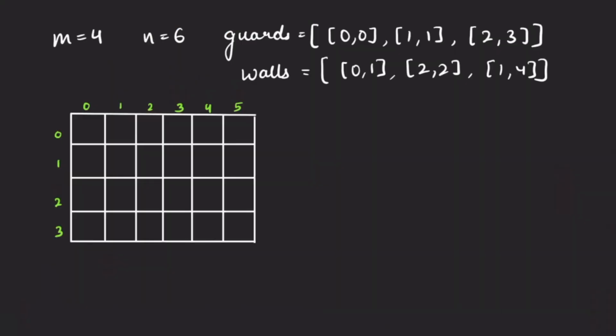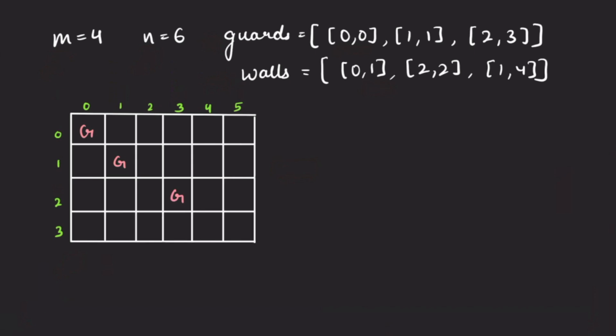So what they are saying is that in the input, we are given m and n, which denotes an m cross n grid, which is this 4 cross 6, right? Then you are given two 2D integer arrays, guards and walls, which represent the position of these guards and walls. So through these, let us quickly mark the position of guards and walls over our grid. The first guard is present at 0, 0, which is this cell. Then the next guard is at 1, 1, which is this cell. The next guard is at 2, 3, which will be this cell.